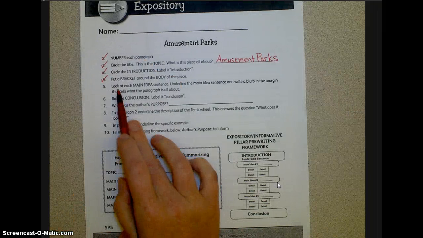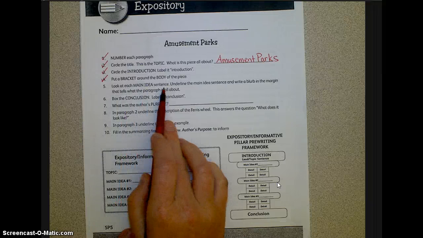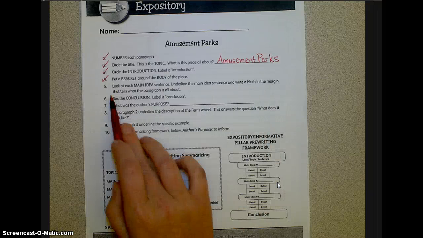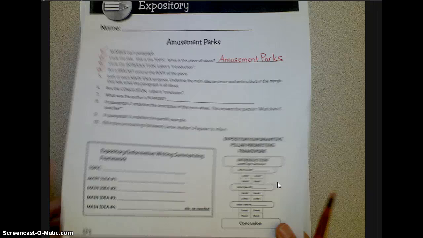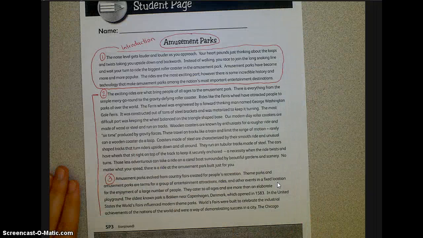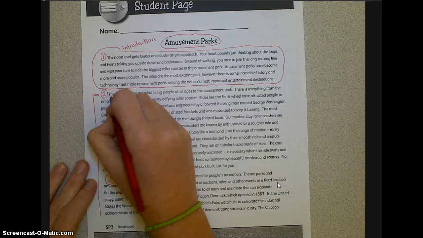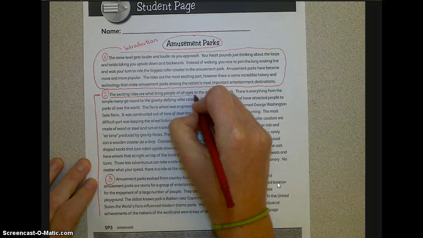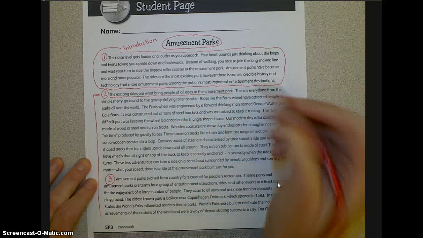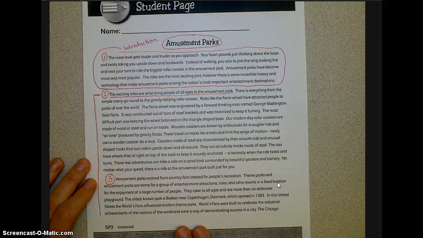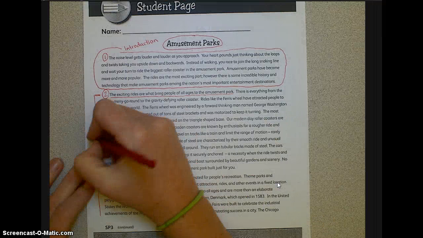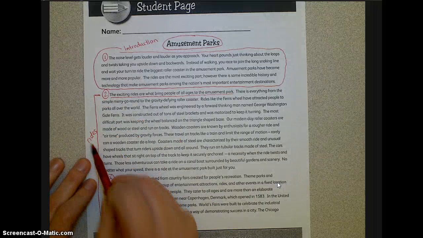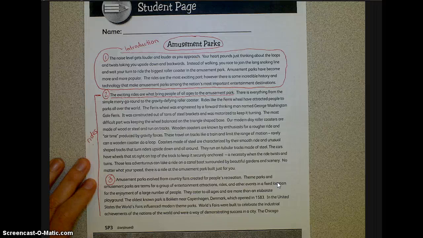Okay, number 5 in our directions says, look at each main idea sentence. Underline the main idea sentence and write a blurb in the margin that tells what the paragraph is all about. So let me show you what to do. The first sentence in paragraph 2 is the main idea, so I'm going to underline it. The exciting rides are what bring people of all ages to the amusement park. Okay? So now I know that this whole paragraph is going to talk about rides. That's my blurb that I write on the side there. And I have to do this for every paragraph.